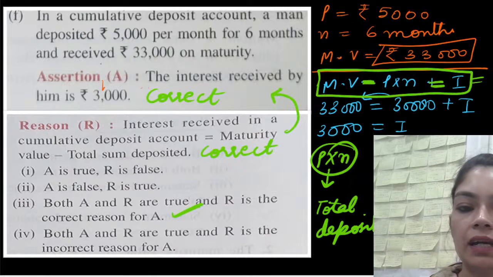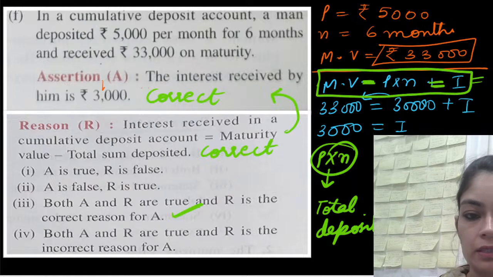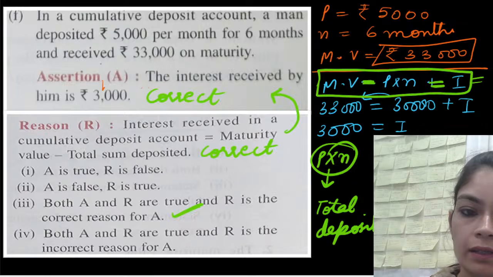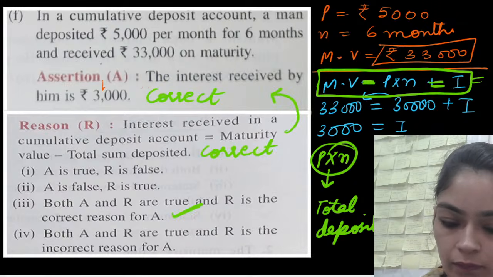See, if two statements are true but they are independent of each other, then the fourth will be correct. Now we are using this one. So that means the third option is the correct answer. Both A and R are true and R is the correct reason for A.